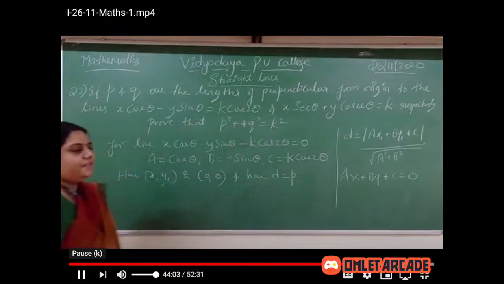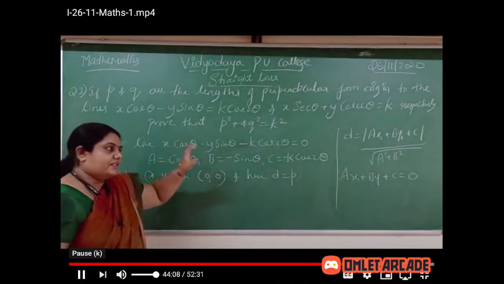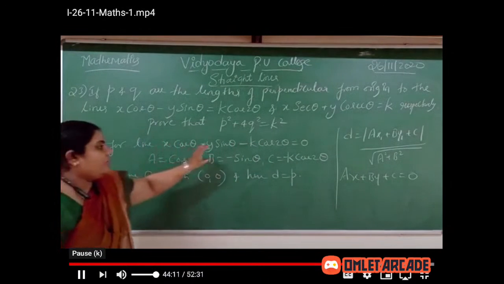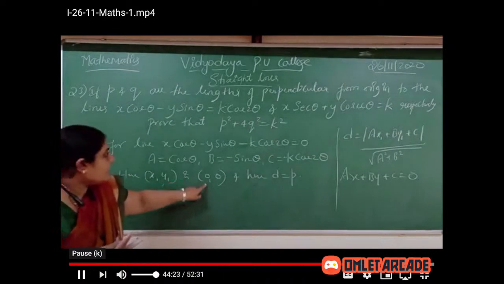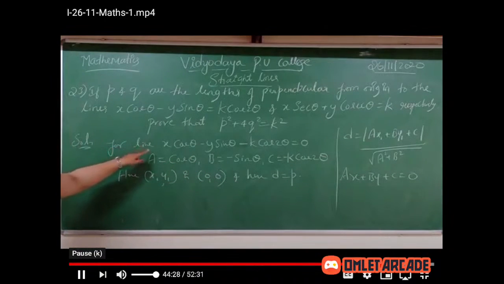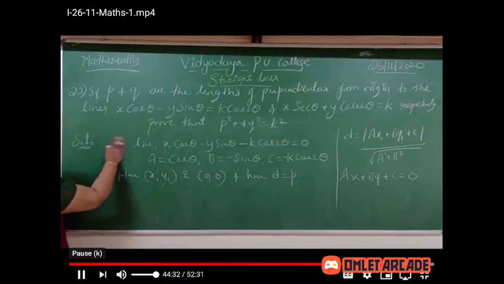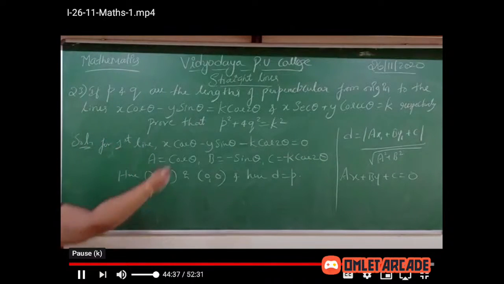First we consider the equation and just compare it with the general equation, so extract A, B, C values. And what is given here: P and Q are the lengths of perpendicular from the origin to the two lines. So the first one, P, is the distance between origin and this line. So I have taken it for the first line. Now let me use the formula.